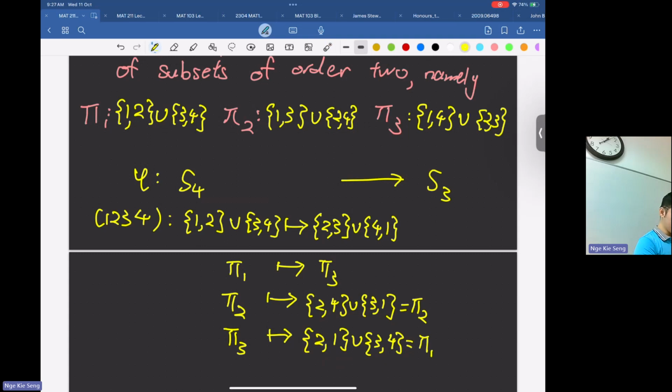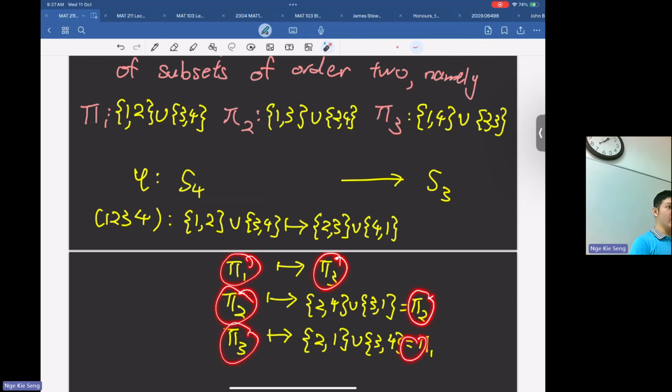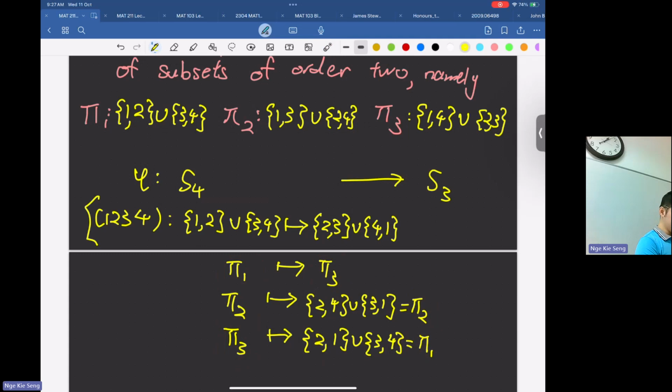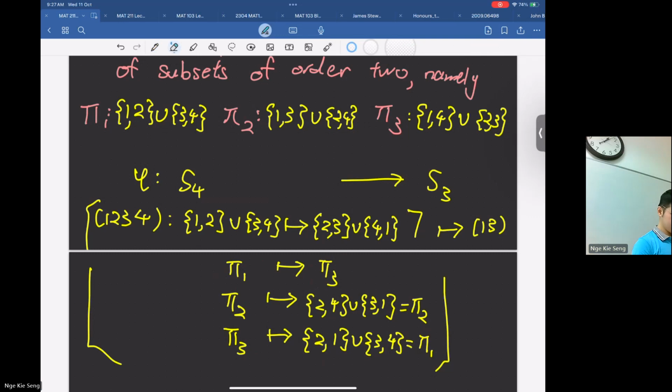So altogether, what happens? Pi 1 gets sent to pi 3. Pi 2 got fixed. Pi 3 goes to pi 1. We will send this (1 2 3 4) to a transposition in S3, which is (1 3). Okay? You can play around with this morphism.